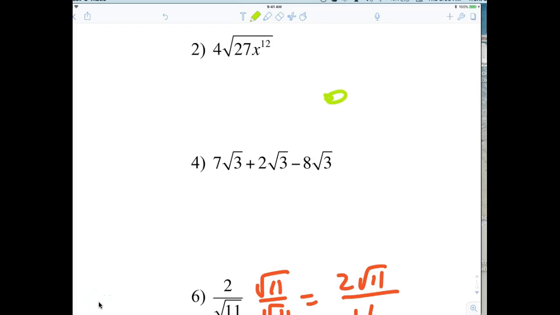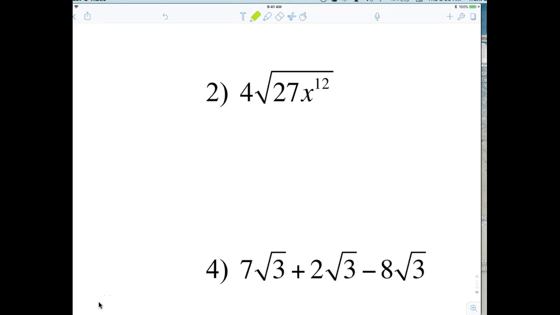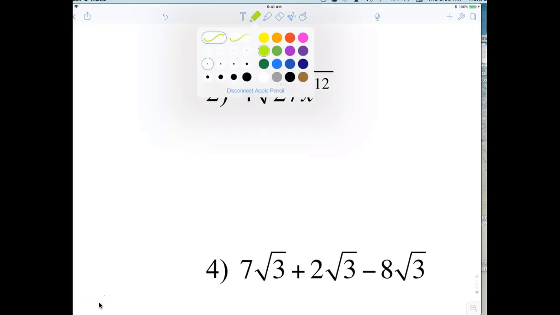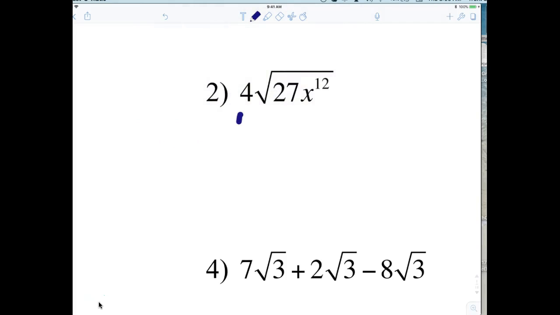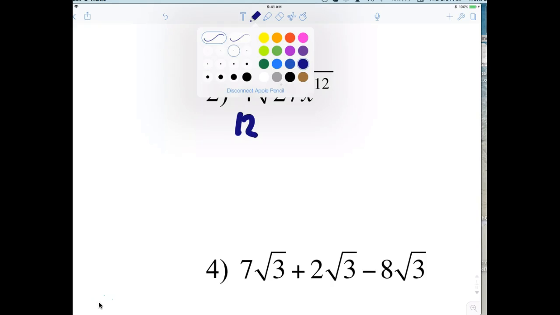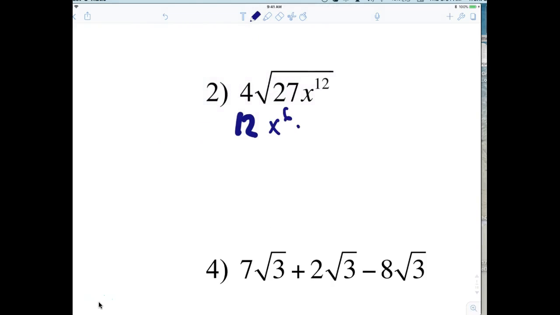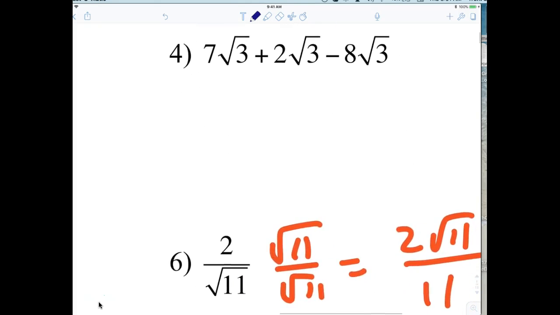So question number 2 worked out to be, good job, you guys are getting better at it, I think. So we'll go with 12x to the 6th, radical 3. Any questions? All right, let's see how you did on question number 4. Radical 3. Speak up.